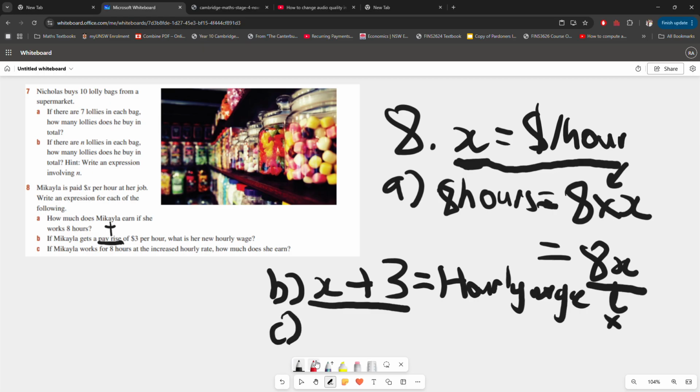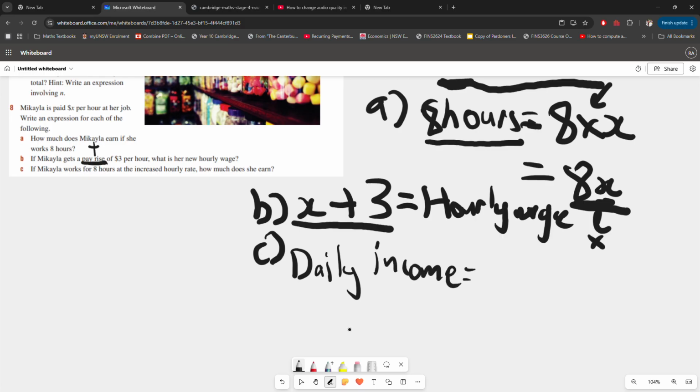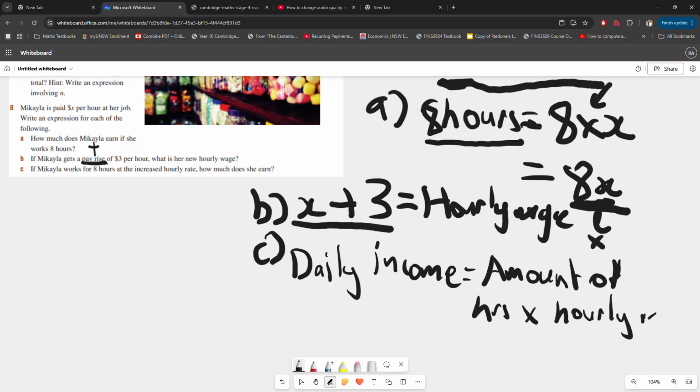Okay? And then for C, I will just move this down a little bit, just so it's a little bit clearer to see. Michaela works for 8 hours at the increased hourly rate. How much does she earn? Okay, so we remember in the previous question, for 8 hours, she earned 8x. So we can say the daily rate or daily income, let's just assume this 8 hours was how much she worked in that day, equals the amount of hours times the hourly rate. Okay, that's how much she would earn.